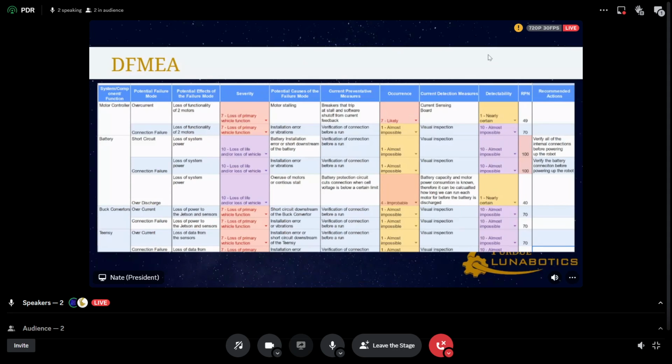So before we jump into the specifics of the design, I just want to go over some of the key aspects of the DFMEA really quickly. So you can see on all of these, there is a row for connection failure. So if something just isn't connected or is connected wrong, that definitely has the potential to damage components.